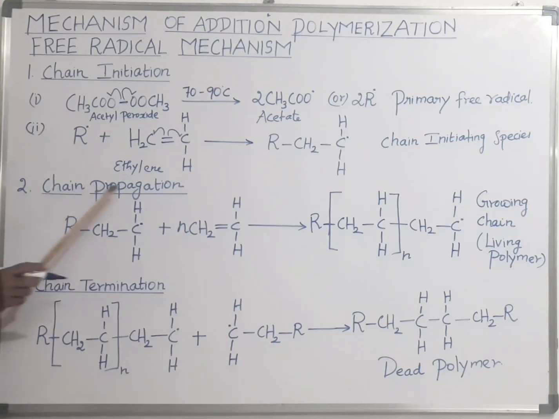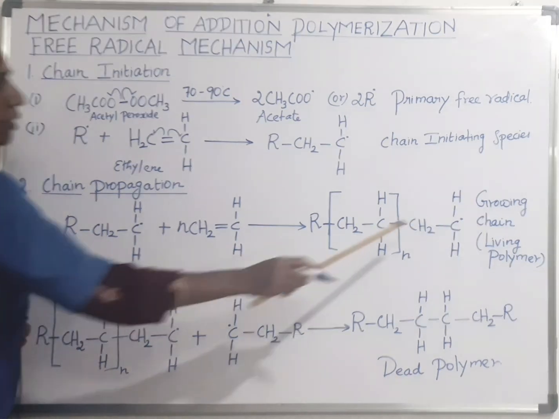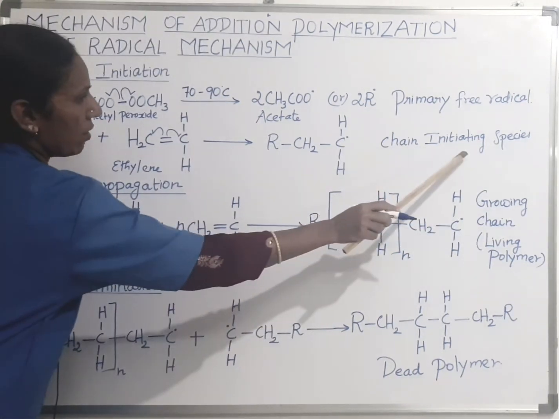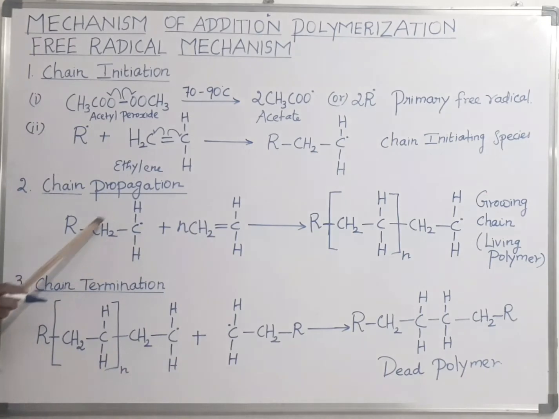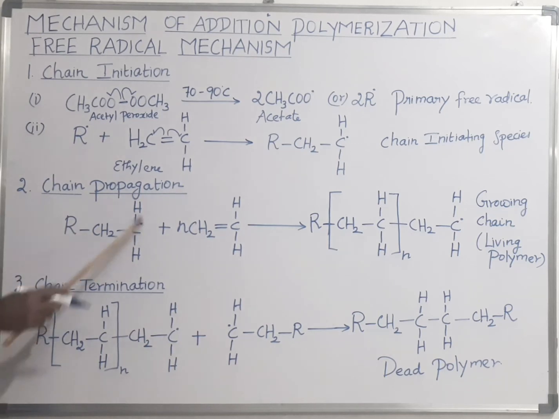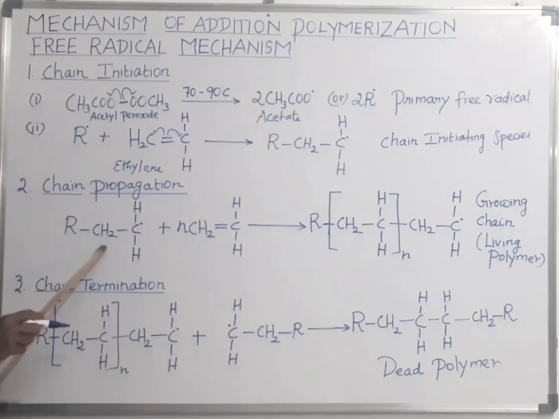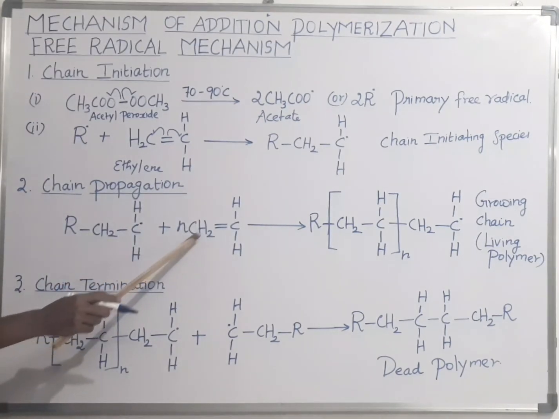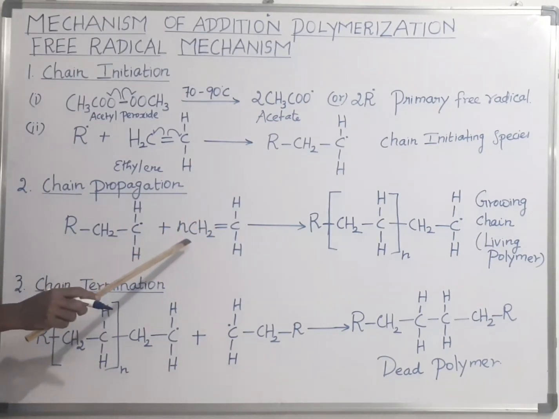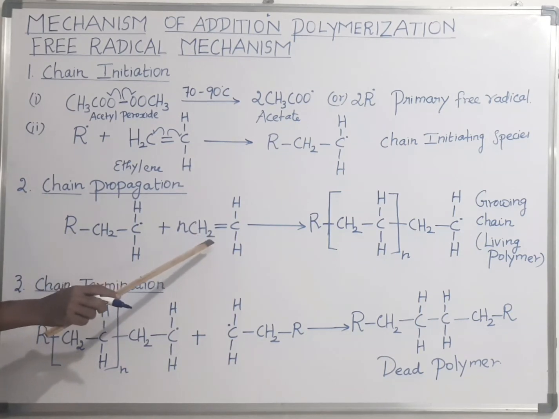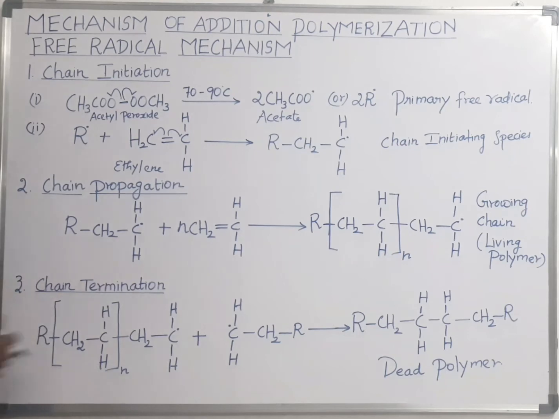Second step is chain propagation. So chain propagation is the growing of the chain initiating species. That is, growth of the polymer chain takes place. Here we take the chain initiating species, that is the previous product, chain initiating species plus n number of monomers. Here the monomers are added one by one, large number of monomers are added one by one. Let us see the reaction.